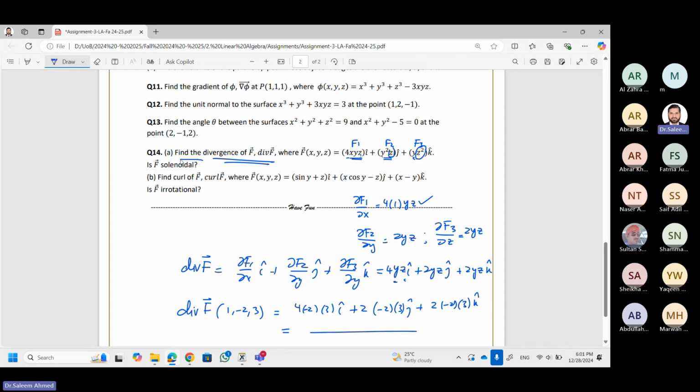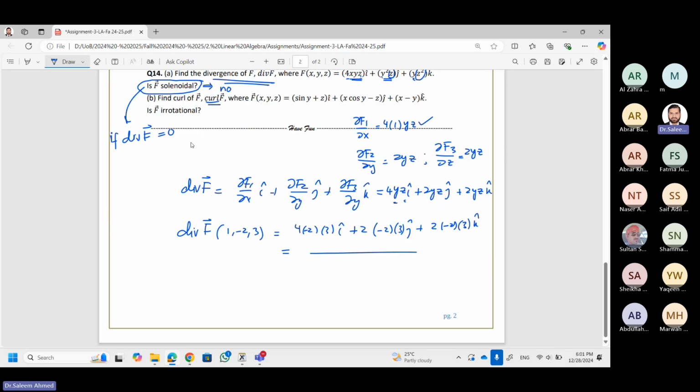Is f solenoidal? F is solenoidal if divergence is 0. If the divergence of f is 0, we call it solenoidal. But here divergence is not 0, right? So it means f is not solenoidal. So the answer will be no, because the divergence is not equal to 0 in our case.